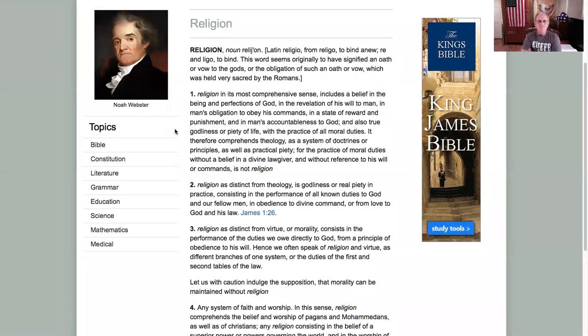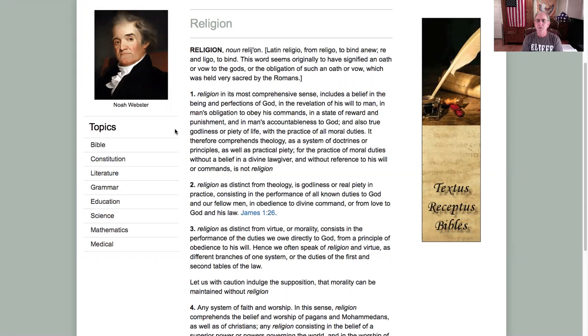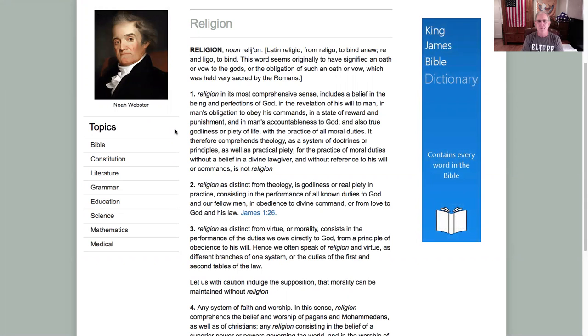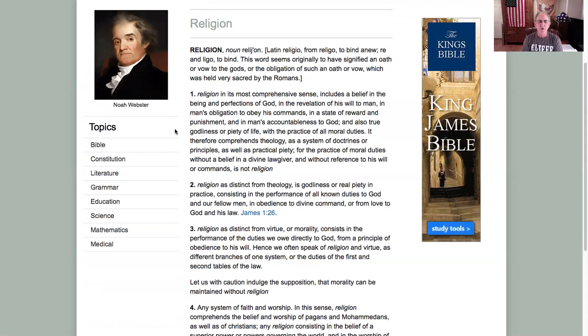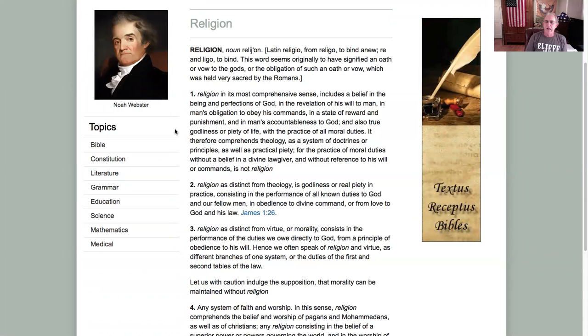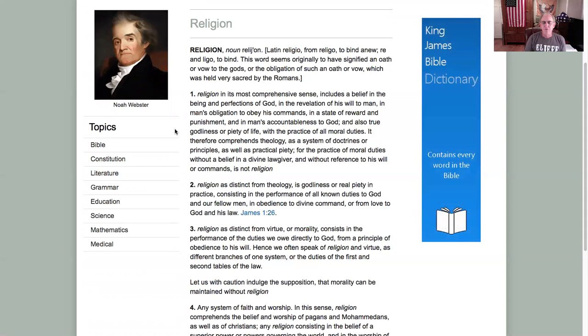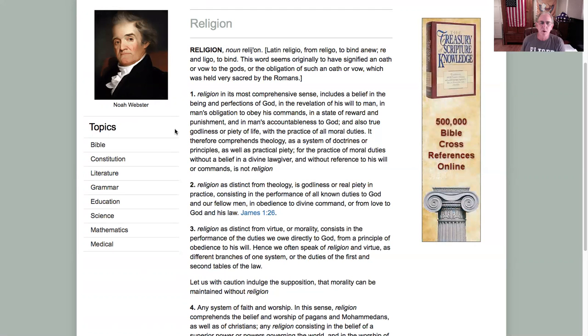We're going to start with religion, the noun. It is defined in its most comprehensive sense. It includes a belief in the being and perfections of God, in the revelation of his will to man, in man's obligation to obey his commands, in a state of reward and punishment, and in man's accountableness to God, and also true godliness or piety of life, with the practice of all moral duties. It therefore comprehends theology as a system of doctrines or principles, as well as practical piety. The practice of moral duties without a belief in a divine lawgiver and without reference to his will or commands is not religion. So it's pretty simple and pretty basic.